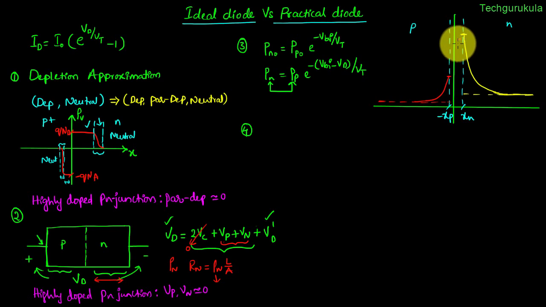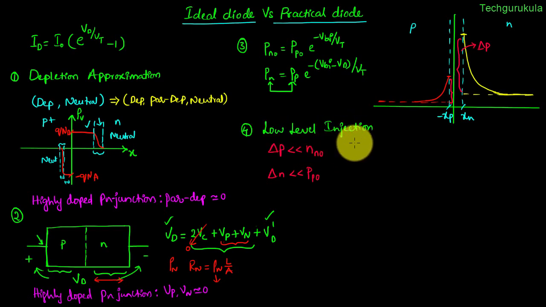Because of the applied potential, excess holes were injected onto the N side, and this excess hole concentration right at the edge of the depletion region is, let's say, del P, assuming that del P is far less compared to the thermal equilibrium carrier concentration on N side. And similarly, we can say this del N is very small compared to the P naught. And this assumption is called low-level injection assumption.